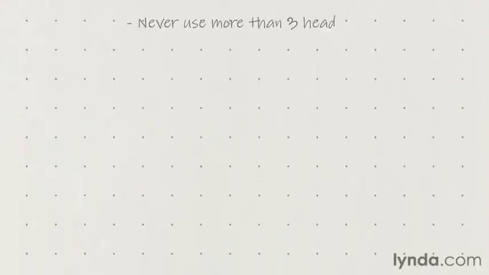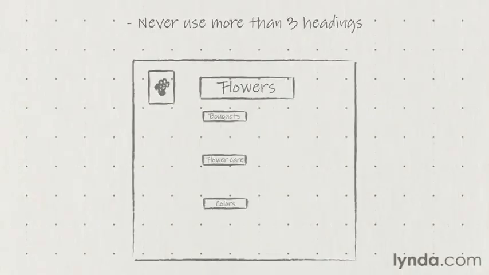Try to never use more than 3 levels of headings on your pages. If you find yourself using more, it's probably time to split that content out onto different pages and link back to it, using a topic page format like we described in the section on arranging your content. That's in Chapter 4.